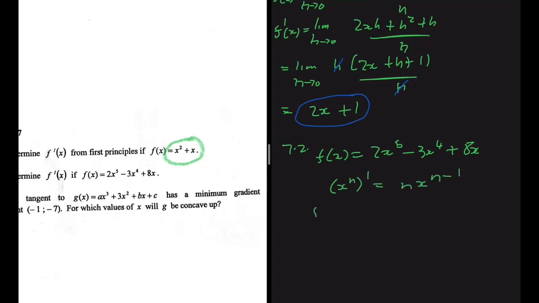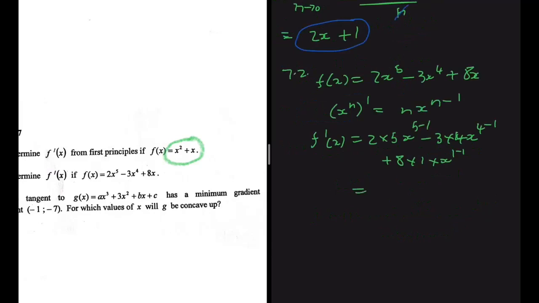So if we apply this here, we're going to get f prime of x being equal to 2 multiplied by 5, and then x to the 5 minus 1, minus 3 multiplied by 4, and then x to the 4 minus 1, and then plus 8 multiplied by 1, and then multiplied by x to the 1 minus 1. That should be equal to, so we have 2 multiplied by 5, that is 10, and then 5 minus 1, that is 4, so we have 10x to the power 4, and then minus 3 by 4, that is 12, and then x to the 3, 8 by 1, that is 8, and then x to the power 0 is 1, right?